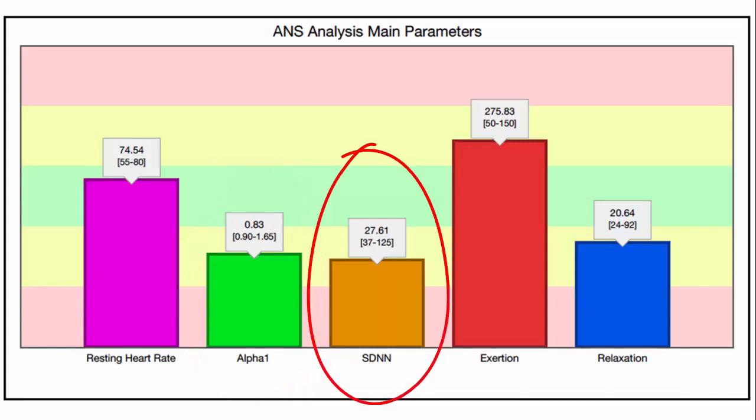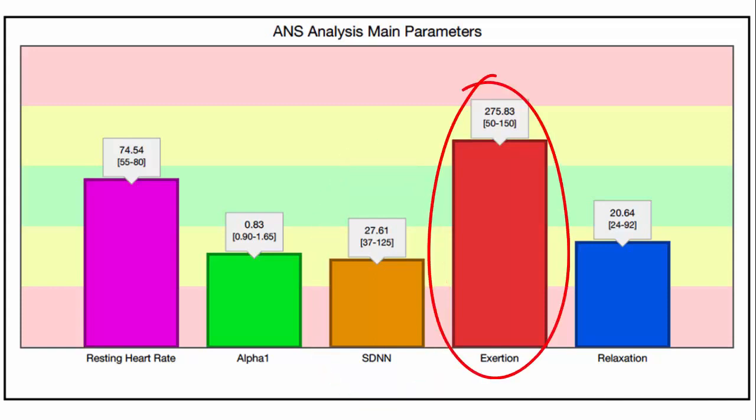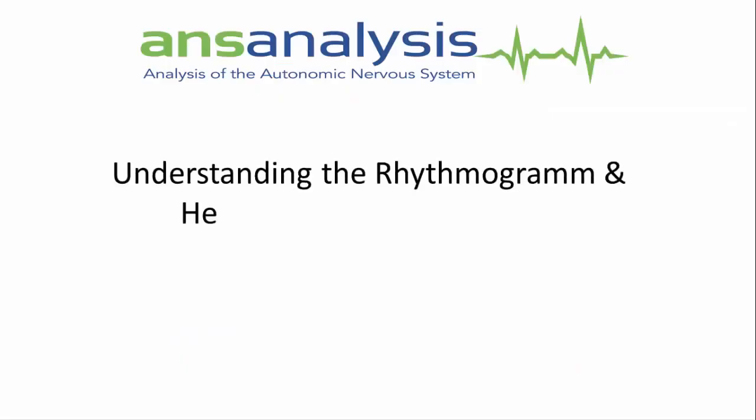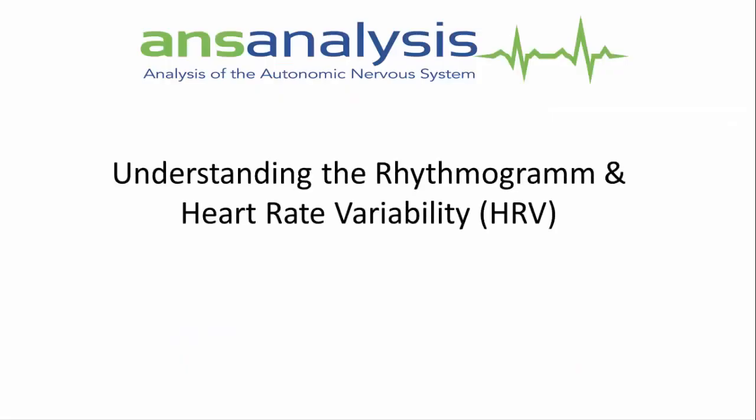The third bar, colored orange, is our SDNN value, or standard deviation, normal to normal. It represents a median of the variability and consists of sympathetic and parasympathetic parts. Therefore, this represents overall variability. The fourth bar, in red, is our stress index, also known as sympathetic activity. The fifth bar, in blue, is the root mean square of successive differences, and it represents the parasympathetic activity calculated from beat-to-beat variability.